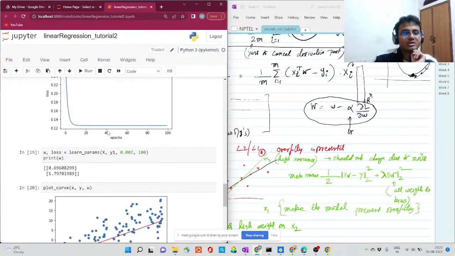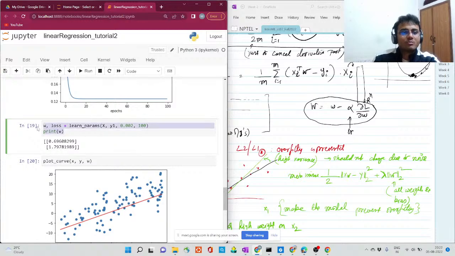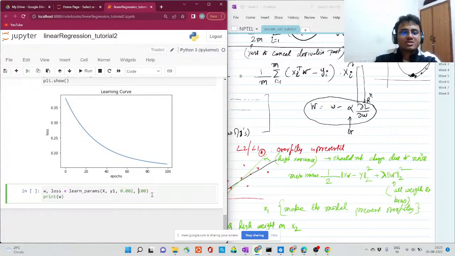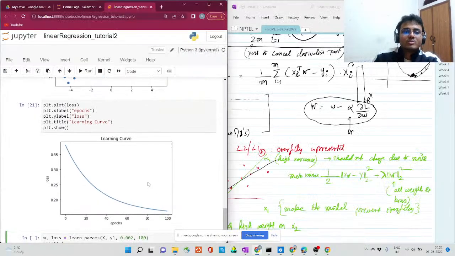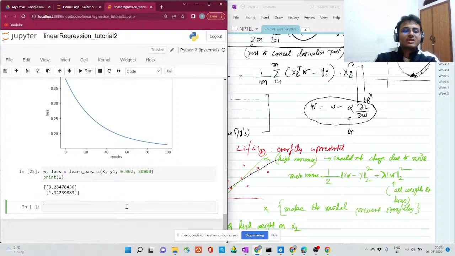But if I run it for more iterations, say 10 or 20,000 iterations with a lower learning rate, it means you get more steps to converge. So now see, you have converged. The number of steps I did was much more this time.